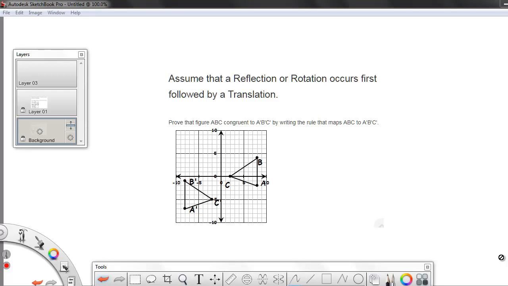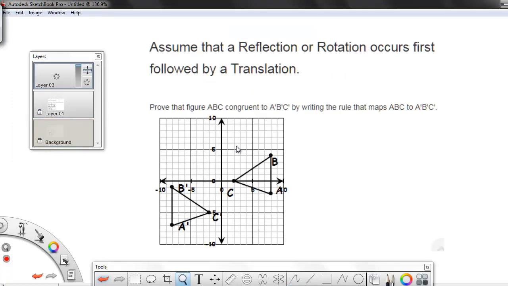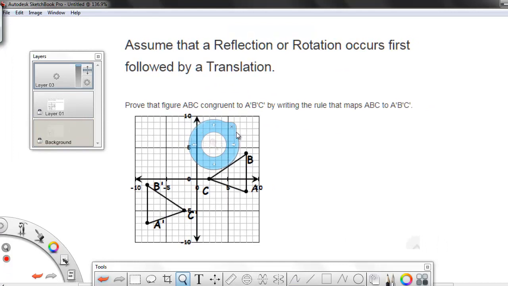Welcome students. This is Mr. Gee with a video that will go over some of the quizzes that students have requested to be able to retake. The quiz that we took on, I think it was congruency in triangles, talks about where we had to do a combination of either a reflection or a rotation followed by a translation.